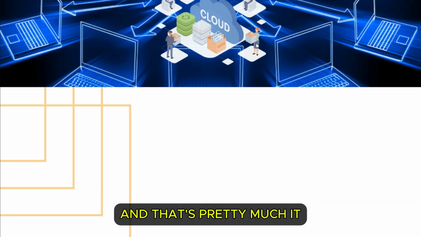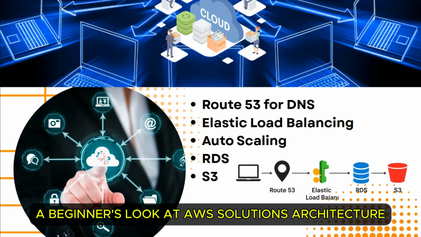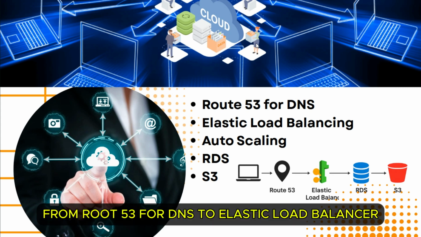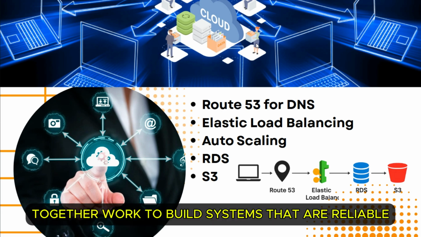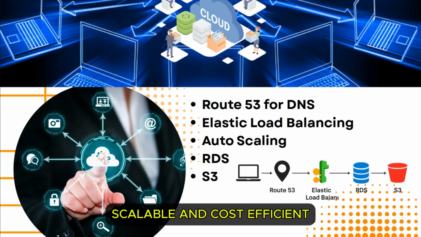And that's pretty much it. A beginner's look at AWS Solutions Architecture, from Route 53 for DNS to Elastic Load Balancing, auto scaling, RDS, and S3. These services together work to build systems that are reliable, scalable, and cost efficient.